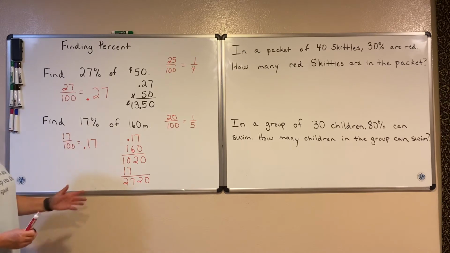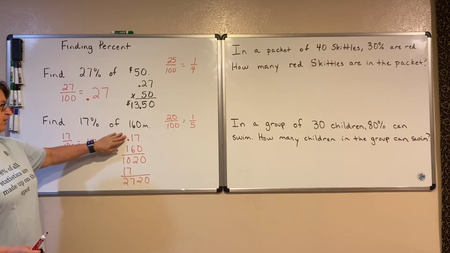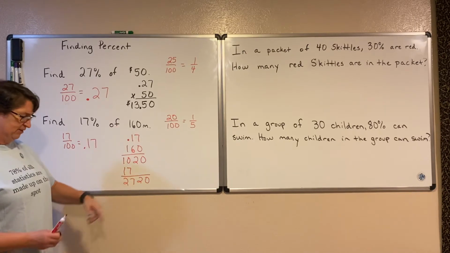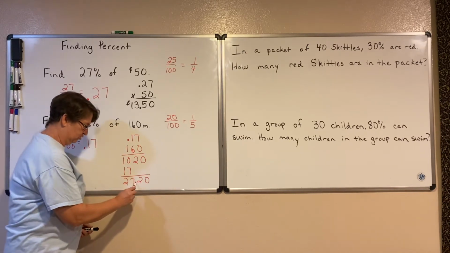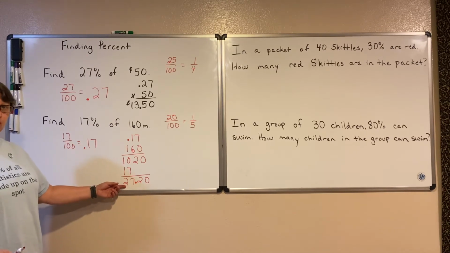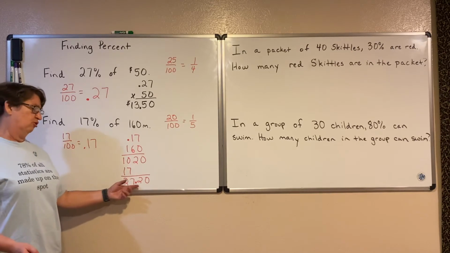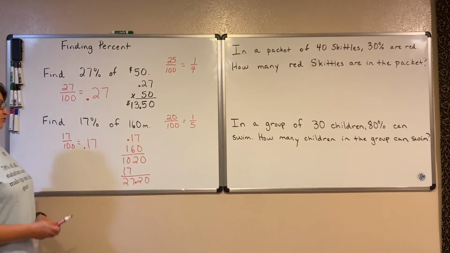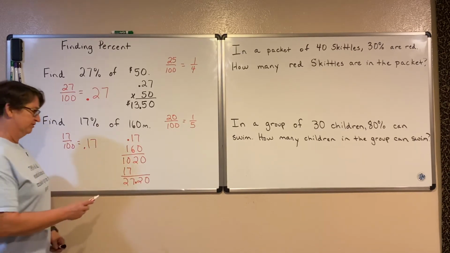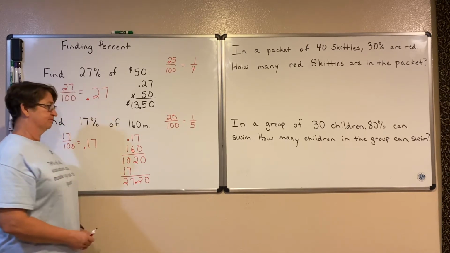Once I've done my multiplication, then I count to see how many digits are behind the decimal. And there are 2 digits behind the decimal. Notice that my answer is really close to 30, which is what we said it should be. So that is a reasonable answer. 17% of 160 is 27 and 2/10.